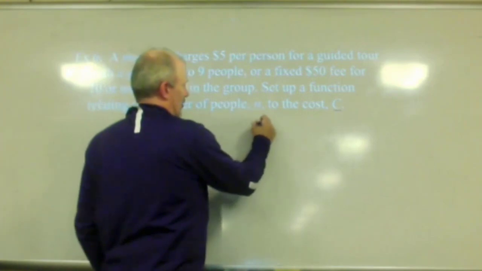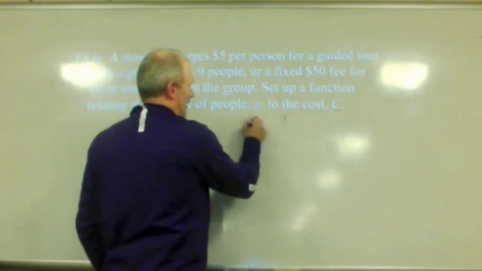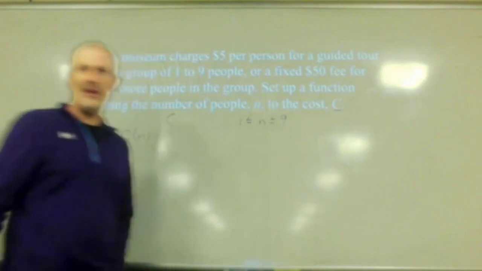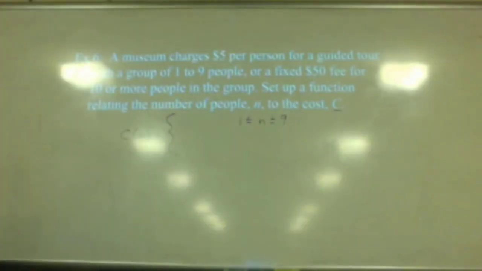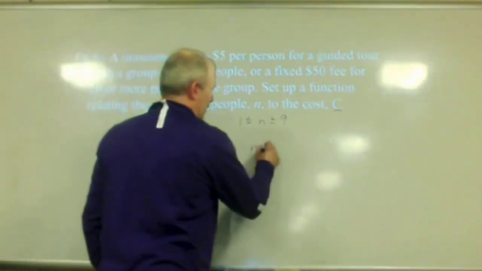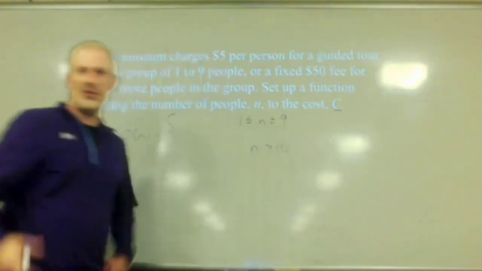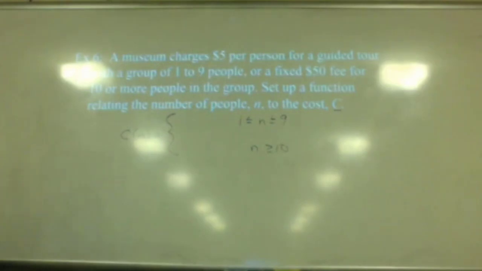n could be between 1 and 9, and these would be equal to, because it could be equal to 1 or equal to 9. Or n could be greater than or equal to 10. Those are the 2 cases, right? Does that make sense?